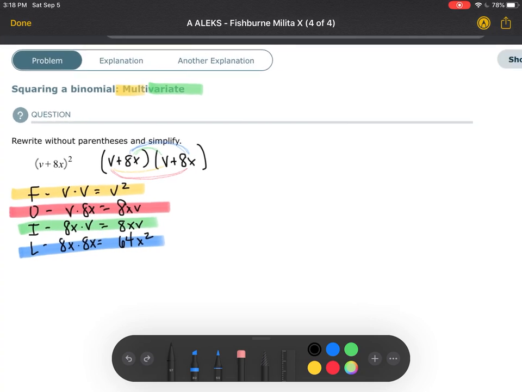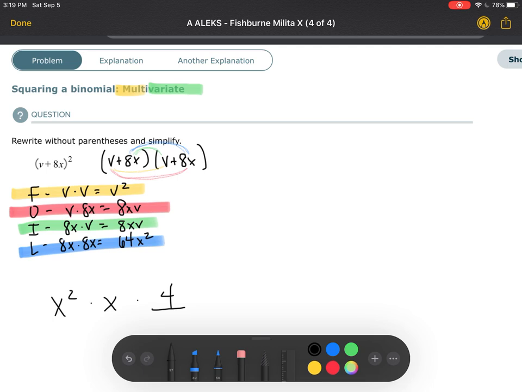I am now going to put all of my things together. You don't necessarily have to write it in this way. Like I said, there's a proper way to write that, and that is to go x squared, x, and then whatever digit you have, whatever number you have.